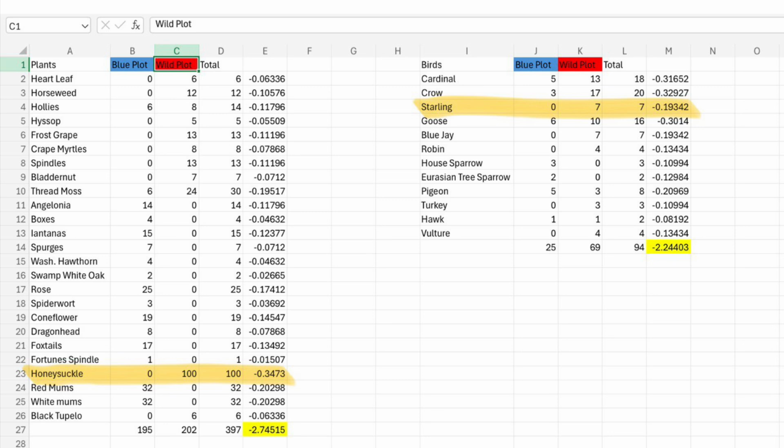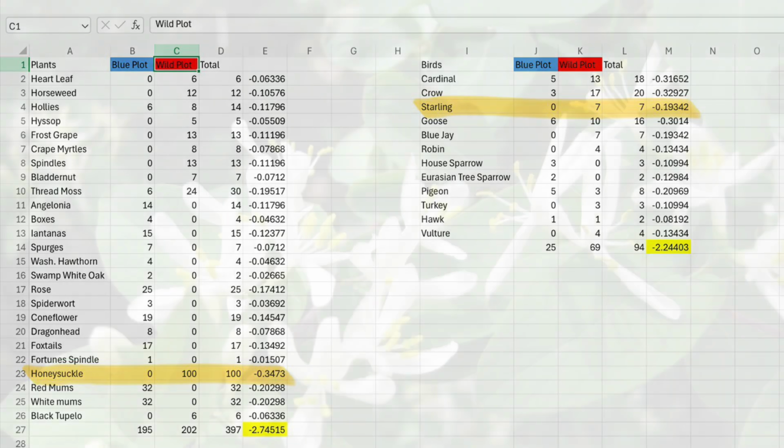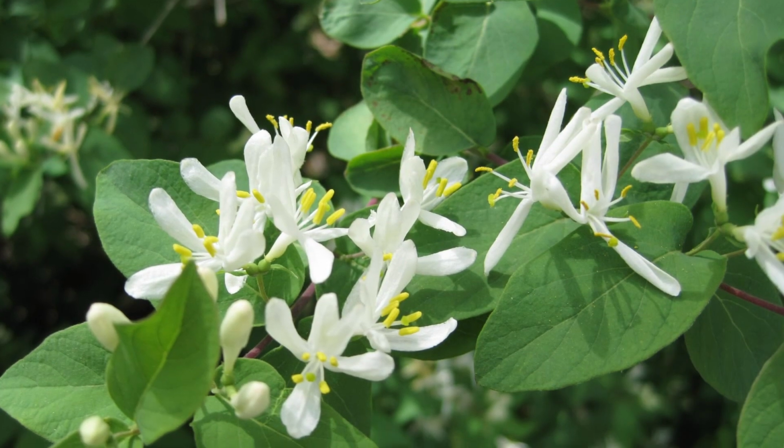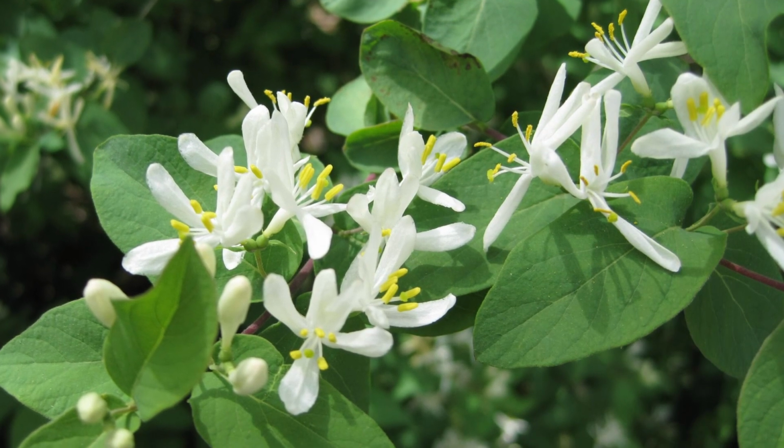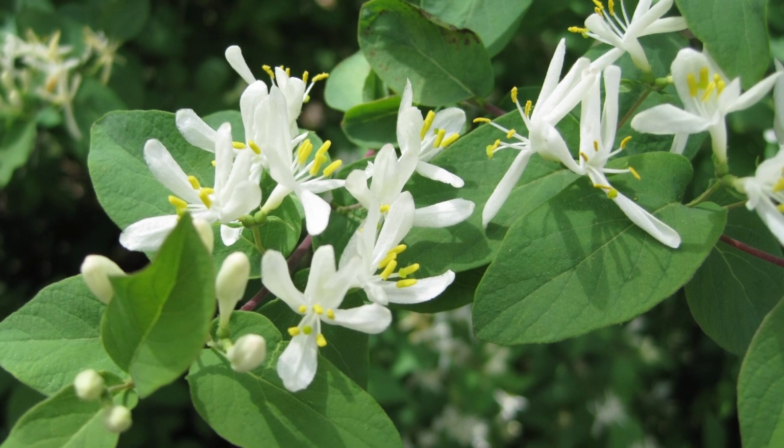In plants, higher counts of invasive or human-tolerant species such as the red and white mums are observed in the blue plot. Native species like thread moss and spindles are more prevalent in the wild plot, suggesting that the edge effect favors non-native or opportunistic species in disturbed areas.